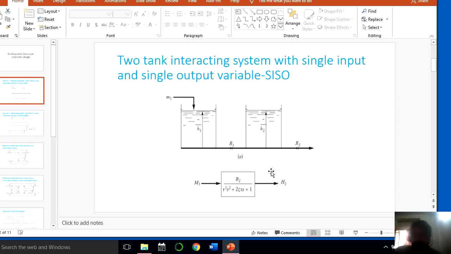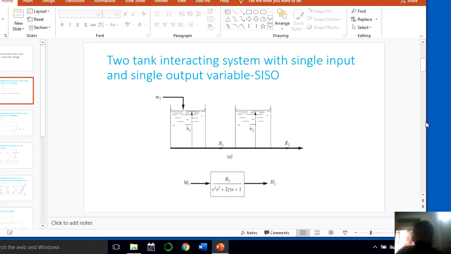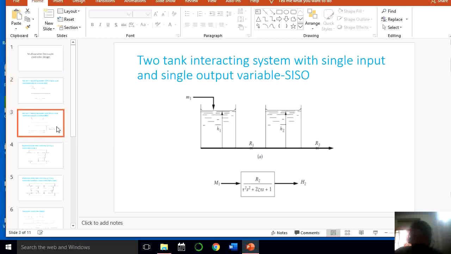Now let us make it a little more complicated. I don't want a single input single output system. Can I make it a multi-input multi-output system? That's the question before you right now. If I would like to convert this system into a multi-input multi-output system, I'll be using a diagram something like this.